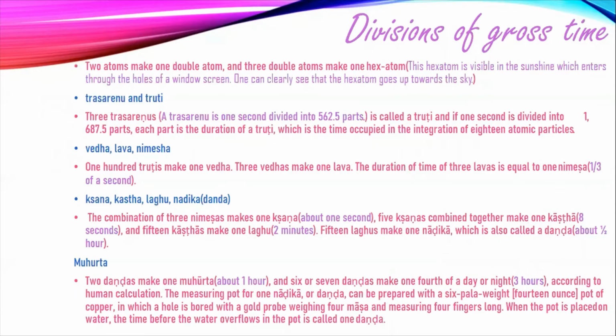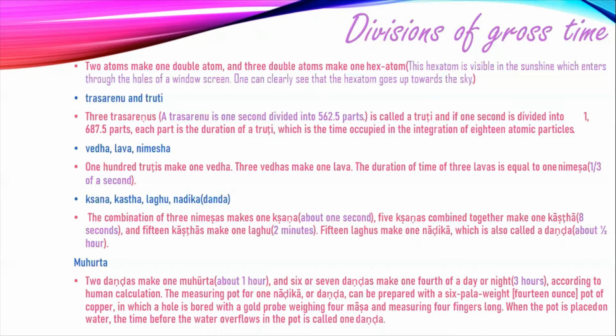Divisions of gross time. 2 atoms make one double atom, and 3 double atoms make one hexatom. This hexatom is visible in the sunshine, which enters through the holes of a window screen. One can clearly see that the hexatom goes up towards the sky.